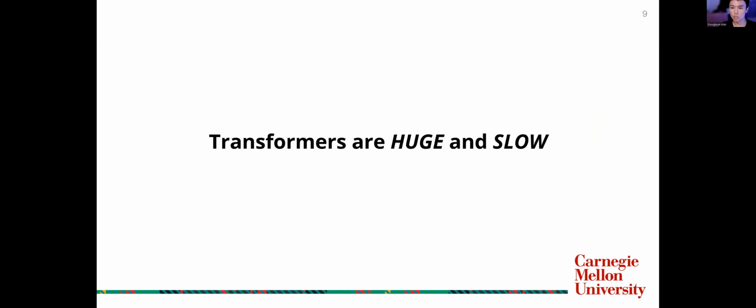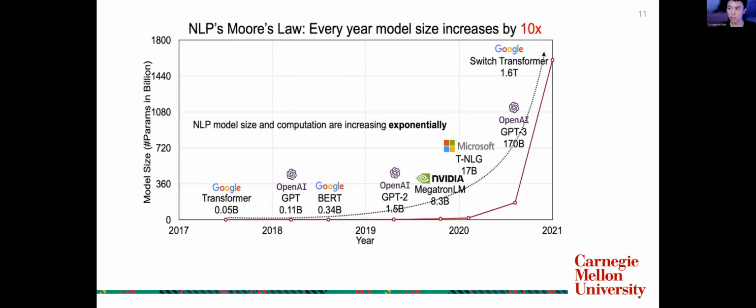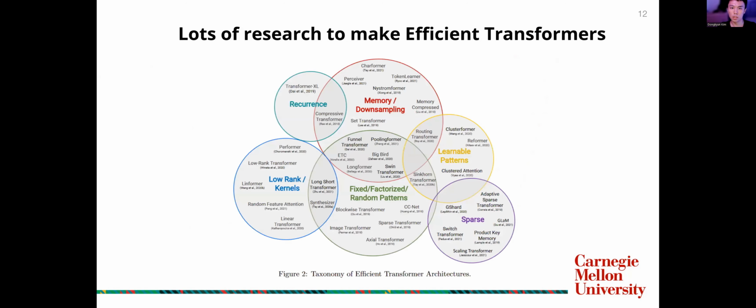One problem in transformers is that transformers are huge and slow. So this is a graph comparing the model size and accuracy. And we see that as we try to increase the accuracy of a model, the model size grows exponentially. And this is, again, for natural language processing, but we can observe an exponential increase of model size every year for large language models. So naturally, there has been a lot of research trying to make efficient transformers, and here is an example of such research.